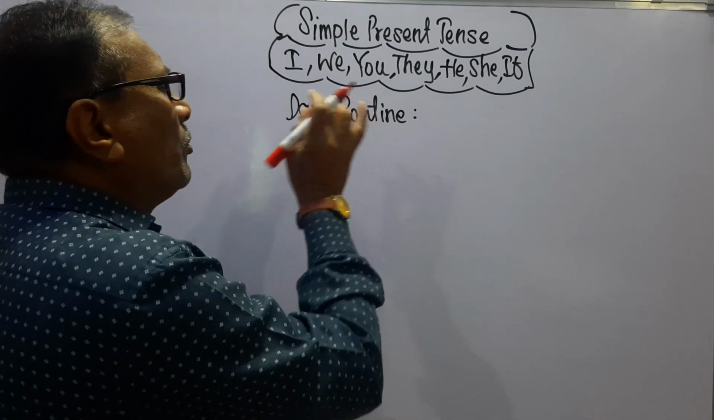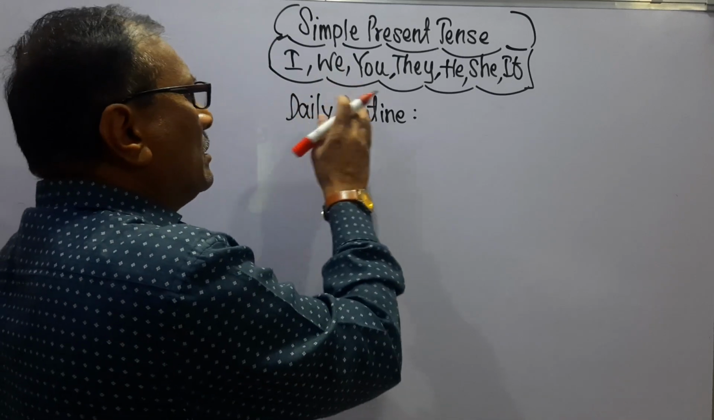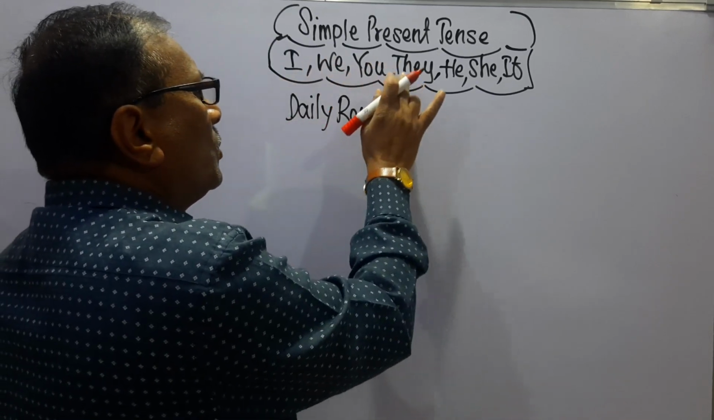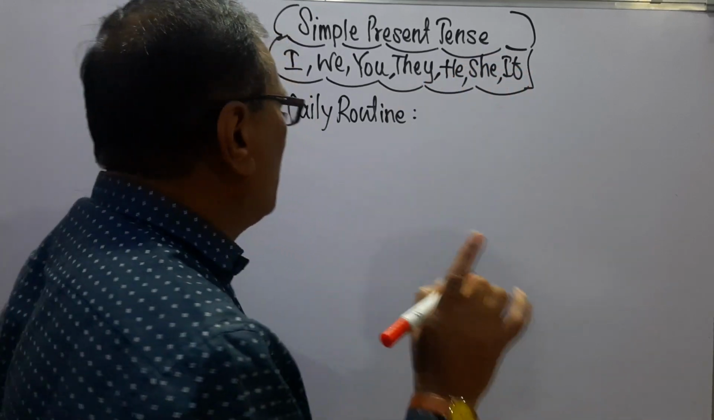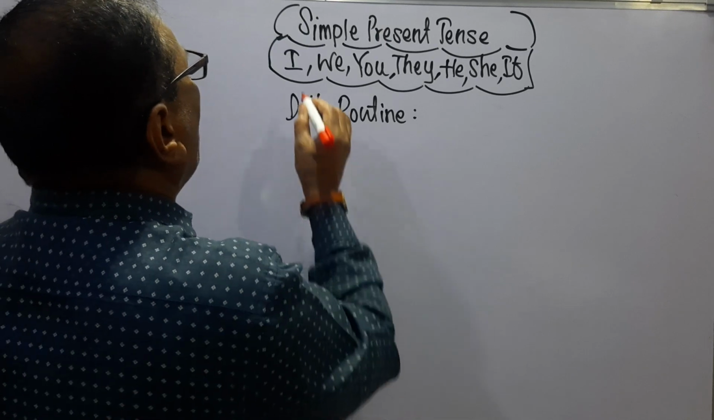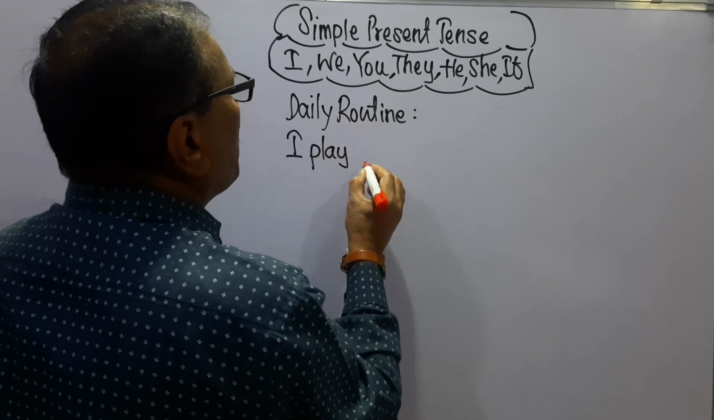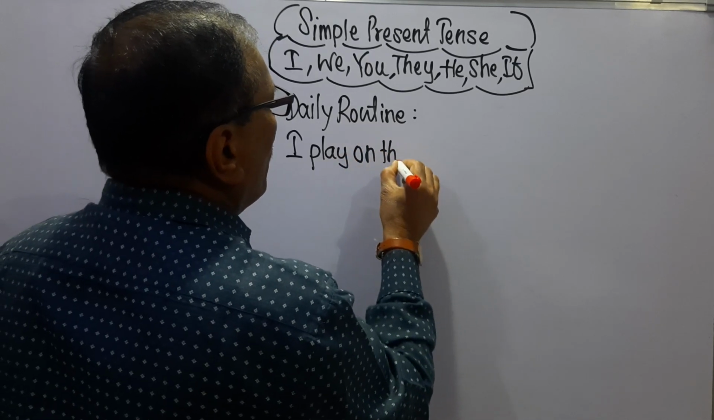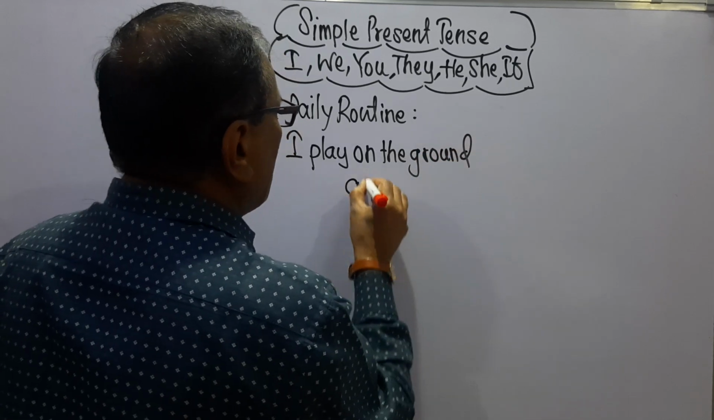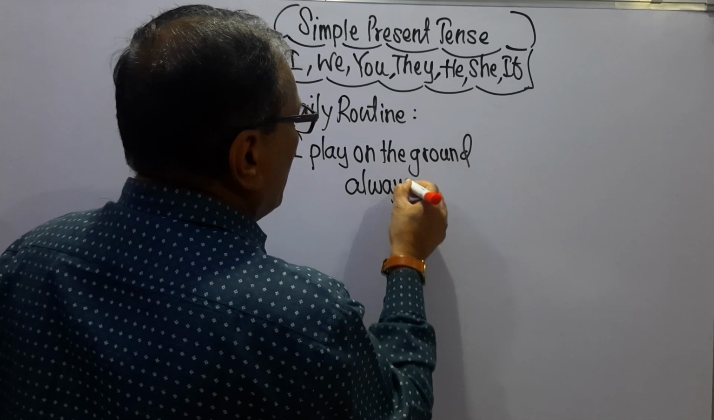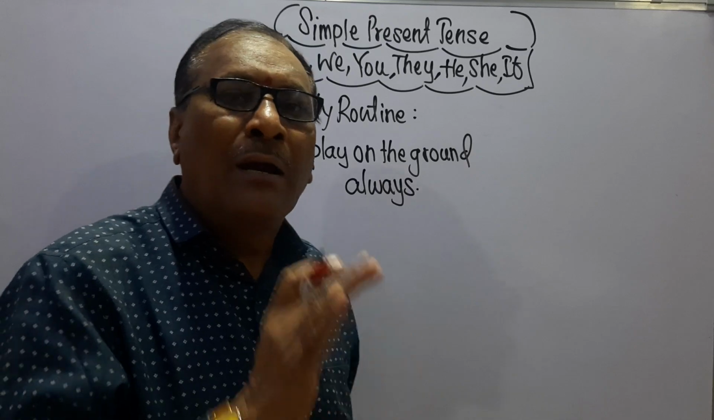The works which are being done by us are the daily routine. So this daily routine is shown in the simple present tense, and we use the subjects I, we, you, they, he, she, it. I will take the first example: I play on the ground always. This is the daily routine.